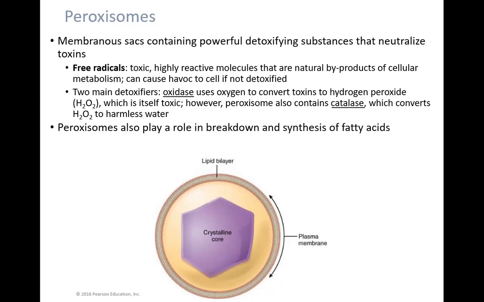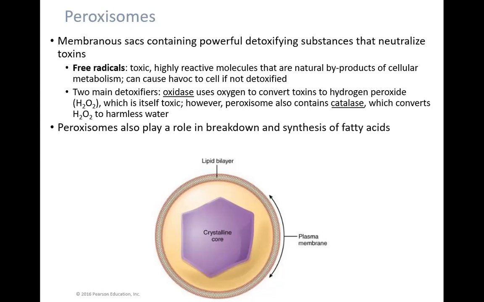These peroxisomes use two types of enzymes to do this. We use oxidase, an enzyme, it has the ASE ending. Oxidase uses oxygen to break down all of these free radicals into hydrogen peroxide. Now, this is not the same hydrogen peroxide we see in the brown bottle at Walgreens that foams up when you pour it on a cut, and when you're a kid you discover, hey, it doesn't hurt, and it's fine.